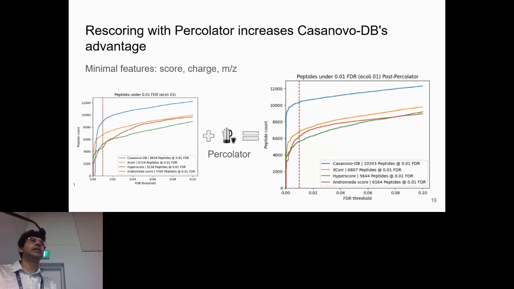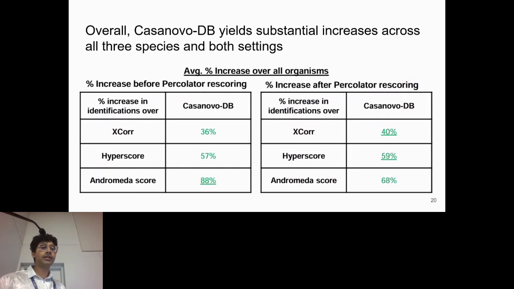And the advantage is not taken away by using something like Percolator. We still do very much have an advantage over the other score functions. And this is also true, although I didn't show them on these slides, for the other organisms as well. And here is a summary table, just numerically, to see how much on average more peptides we accept at 1% FDR as compared to the other score functions. For the right side with percent increase after Percolator, we sit between 40 to around 70% increase in the number of spectrum identifications at 1% FDR.